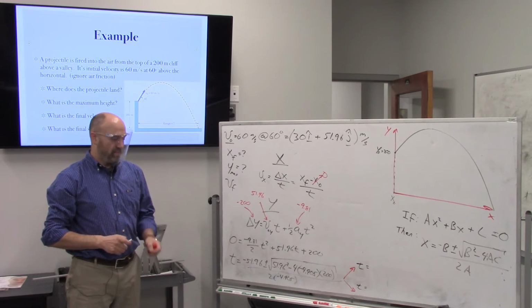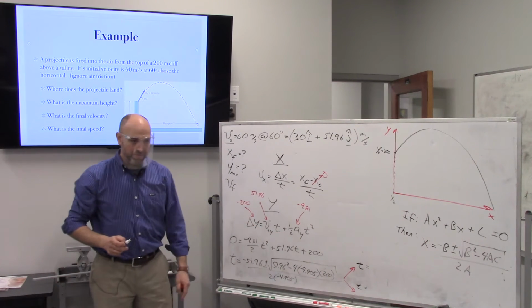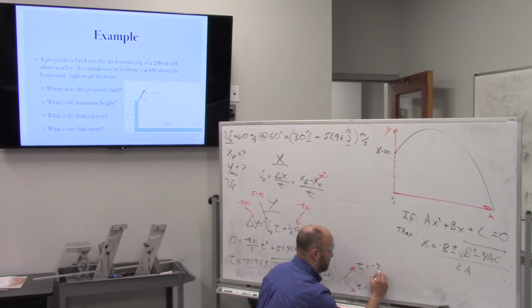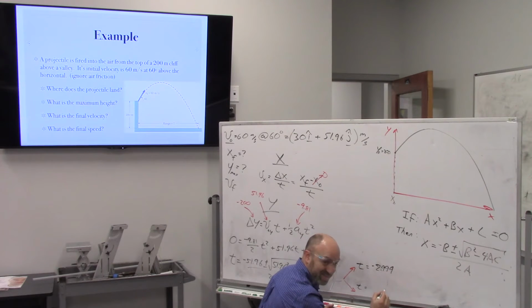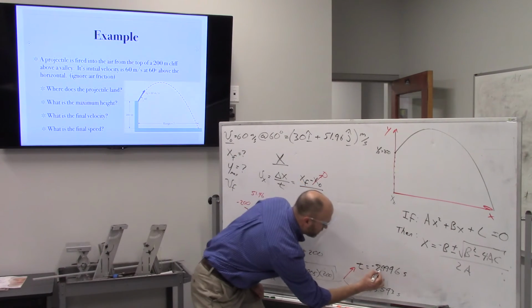Okay. Who has the positive, when you use the plus, what's that answer? Negative 3.9? Yes. Okay, what's the other one? 13.59? Okay, that's a point there. Handwriting's looking sloppy.